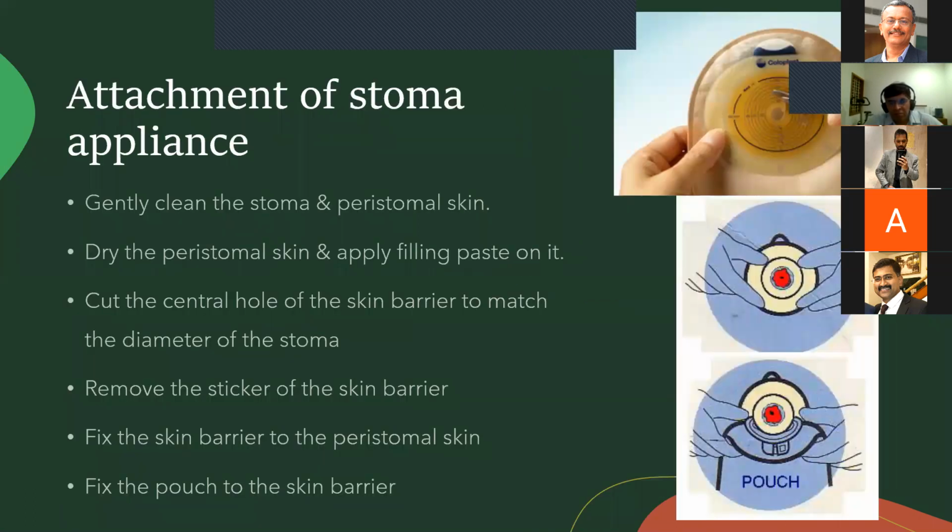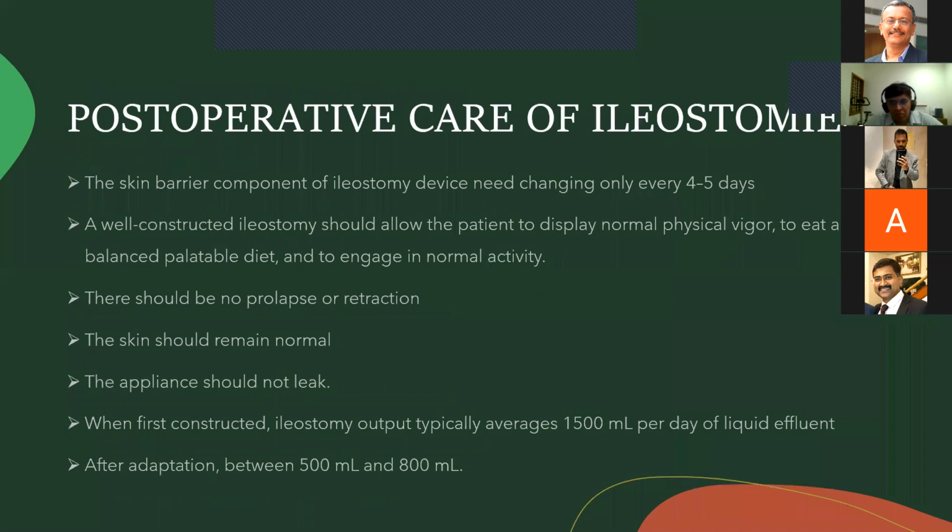While attaching the stoma appliance, the site of attachment should be gently cleaned and dried, and then the filling paste has to be applied in the surrounding area. Then we have to cut the central hole of the skin barrier to match the diameter of the stoma. Then remove the sticker of the skin barrier and fix the skin barrier to the peristomal skin. And then after that, we'll fix the pouch.